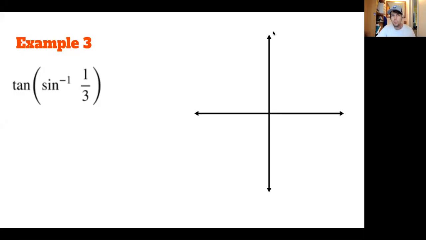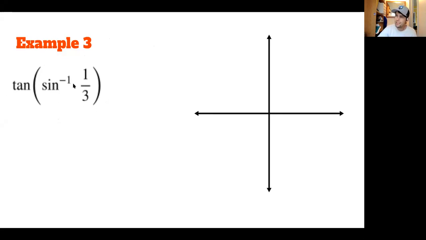All right, so this is part 2 of the 3.5 inverse trig function section. What we're going to talk about today are evaluating or finding exact values of these expressions when they don't represent angles that are actually on the standard unit circle. Okay, so here we go. We have tangent of sine inverse of 1/3.